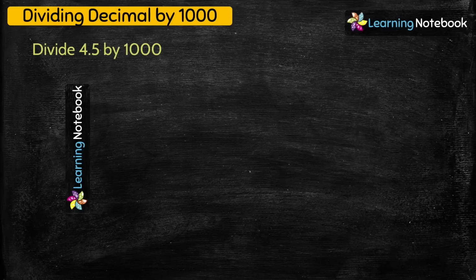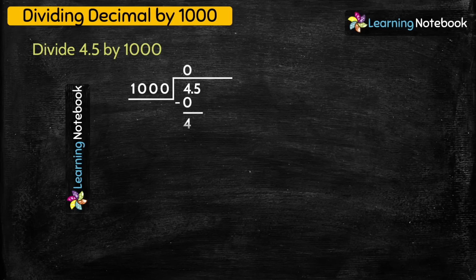Question is, divide 4.5 by 1000. So let's first divide the whole number part, which is 4. But 4 is smaller than 1000. So we will do 1000 into 0 equals to 0. And 4 minus 0 equals to 4. Now division of whole number part is complete. So let's put the decimal point in the quotient.